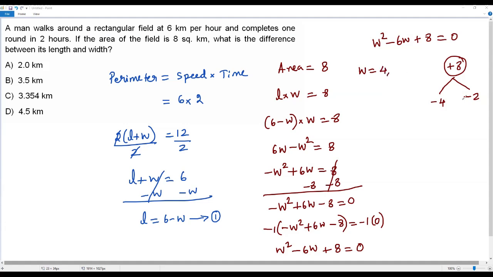That's the first value of W. If I change this sign, I'm getting positive 2. So I'm getting 2 values for W. One is 4 and the other one is 2. Now to get the value of L, I have to plug in W equal to 4 and 2 into the first equation.